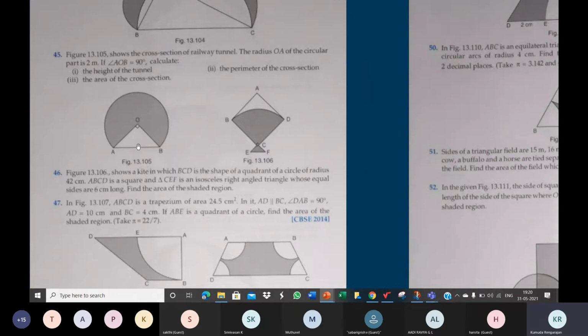And how will you find OD? It's a right triangle, OAD is a right triangle. You'll have to connect 45 degrees with OD and the hypotenuse OA, which is 2 meters. And that will be root 2. OD will be root 2. So 2 plus root 2 is the height of the tunnel. Yes, now find the perimeter and the area of the cross section.